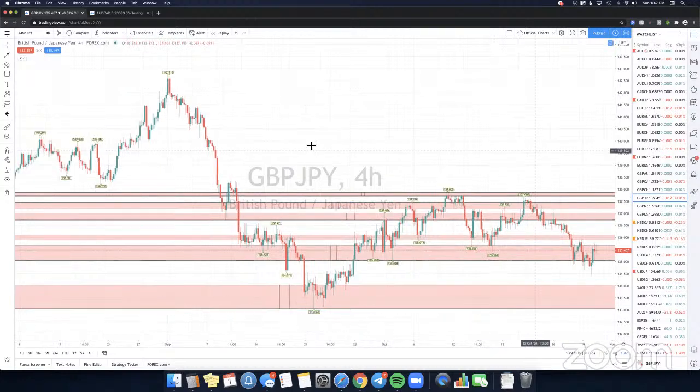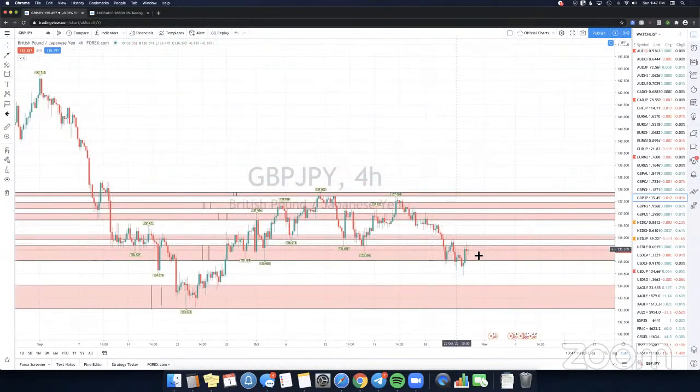Zoom out from here. Price is currently within these two zones right now. So this upper zone right here is going to be 135.667. And this lower zone down here is going to be 135.058. So that's where price currently is for GJ. Move on to the next one, GN.